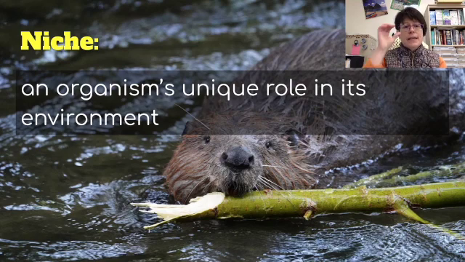Now, finally, as you can see, everything has what we call a niche. This is an organism's unique role in its environment. In a food web, everything has its own unique niche, like this beaver here. And it has something that it feeds on. It has something usually that feeds on it. And it, like this beaver, can also alter its environment somehow. So those are the things that make up an organism's niche.